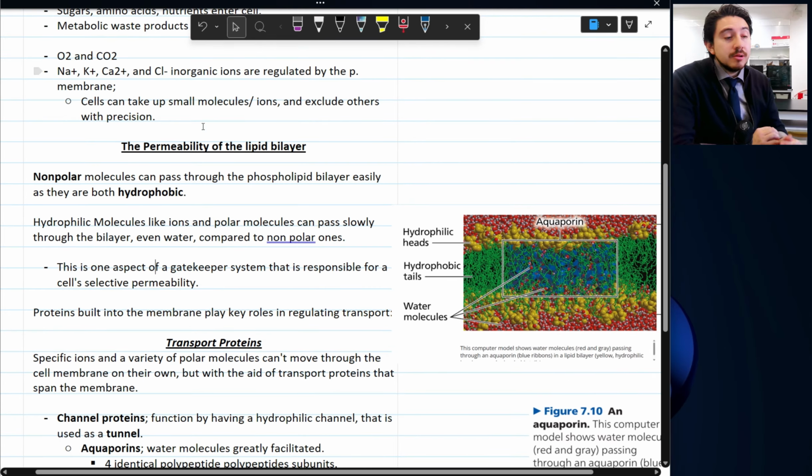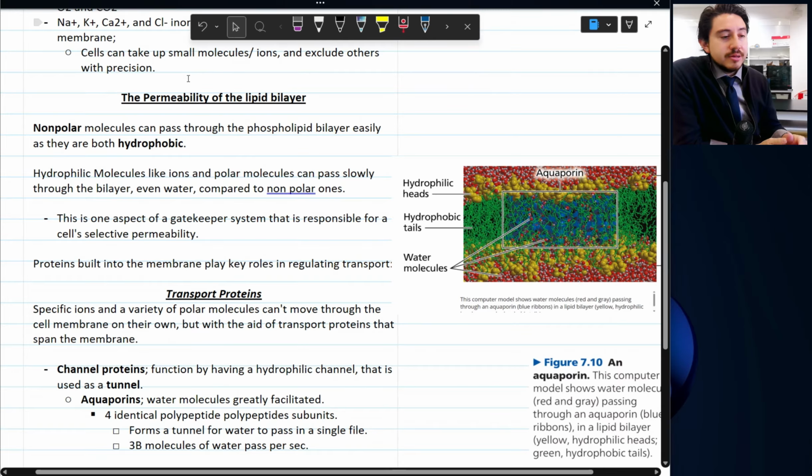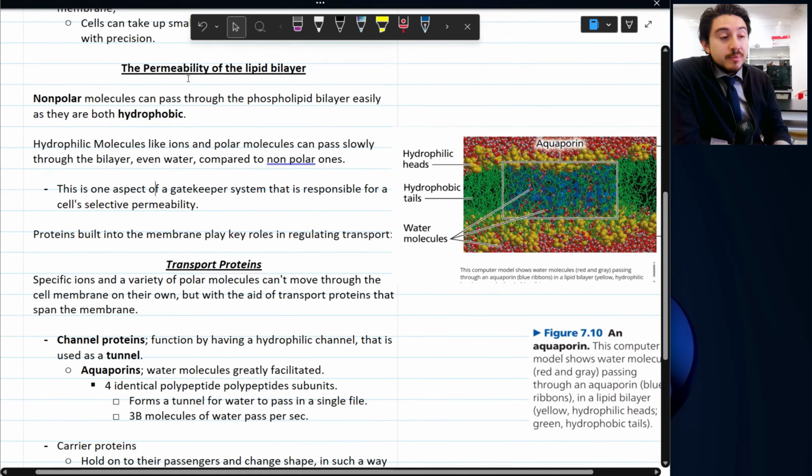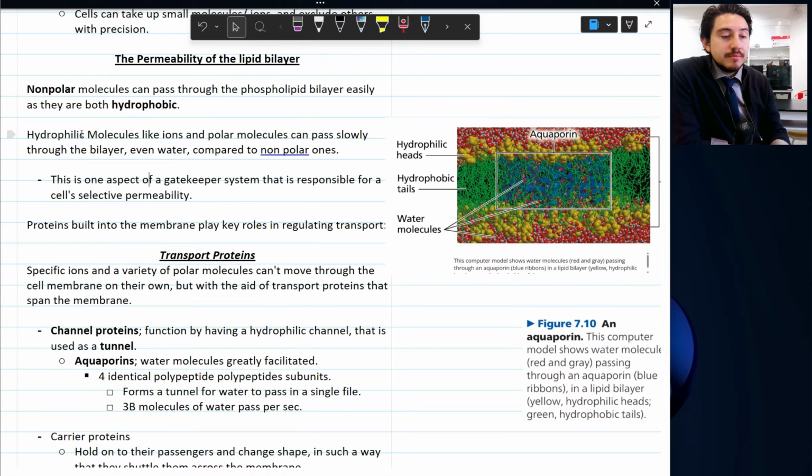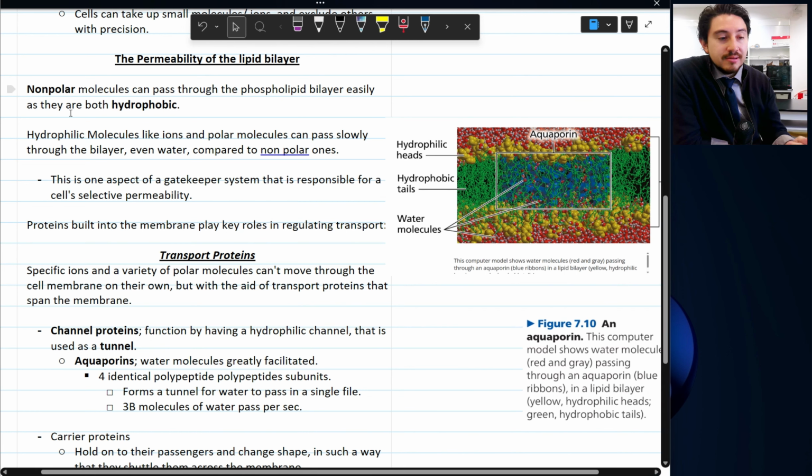Generally, nonpolar molecules, okay, nonpolar meaning that they have no net charge in different areas, can pass through the membrane pretty easily because it's hydrophobic. The tails are hydrophobic, so they can just diffuse through the membrane. Hydrophilic molecules like ions and polar molecules will diffuse rather slowly, if at all, through the bilayer, even water, compared to nonpolar ones. So for molecules that you still require but that are polar, and ions that you require, you need transport proteins.